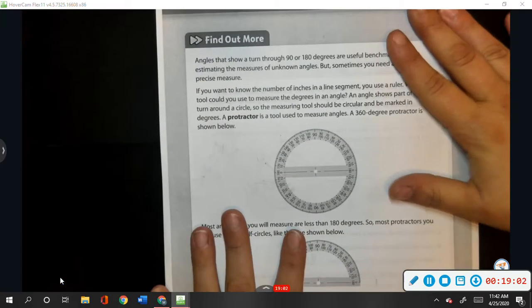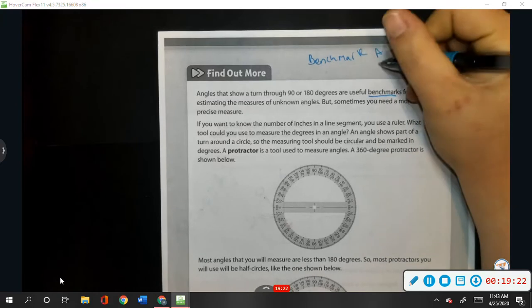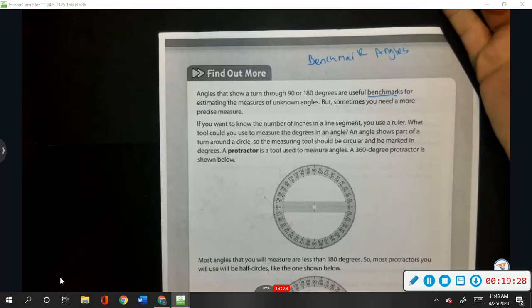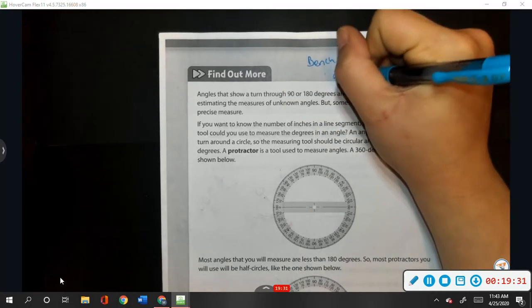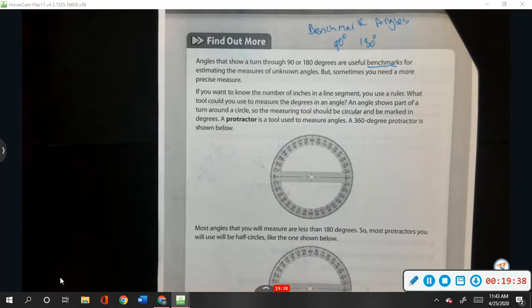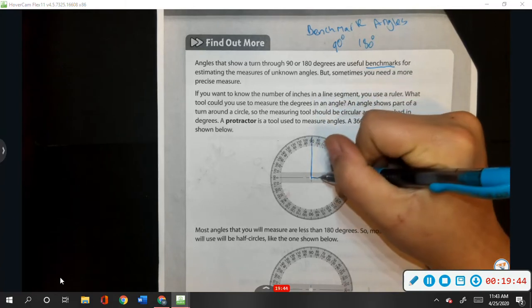Alright, so the back of this page is just talking more about how we measure angles. So angles that show a turn through 90 or 180 degrees are useful benchmarks for estimating the measure of unknown angles. So, if I were to ask you what are the benchmark angles we can use to measure unknown angles, you would say 90 degrees and 180 degrees, because those two angles will always look the same. A 90-degree angle goes completely up and makes a perfect square corner.